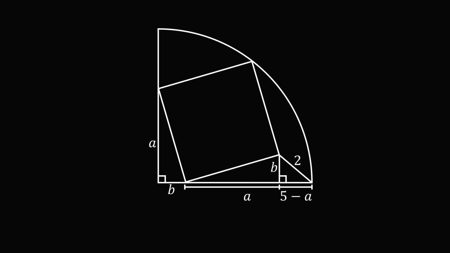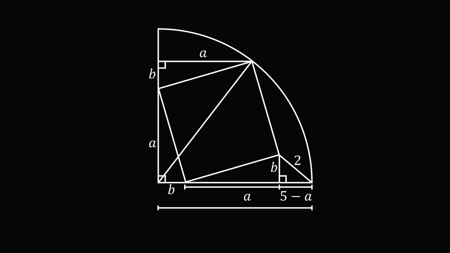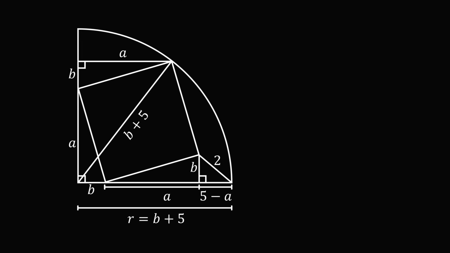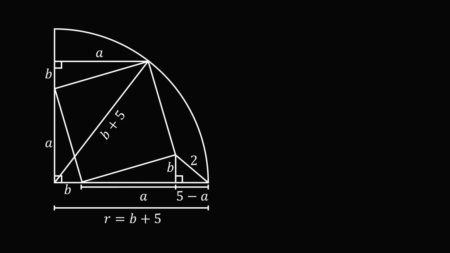Now we'll construct another congruent right triangle by dropping a perpendicular from the corner of the square right here, so this right triangle will have side lengths that's equal to B and A. Construct this radius of the quarter circle. Now, the radius of the quarter circle will be equal to B plus 5, so this length will be equal to B plus 5. So now we're pretty much ready to solve the problem. Let the side length of the square be equal to S.